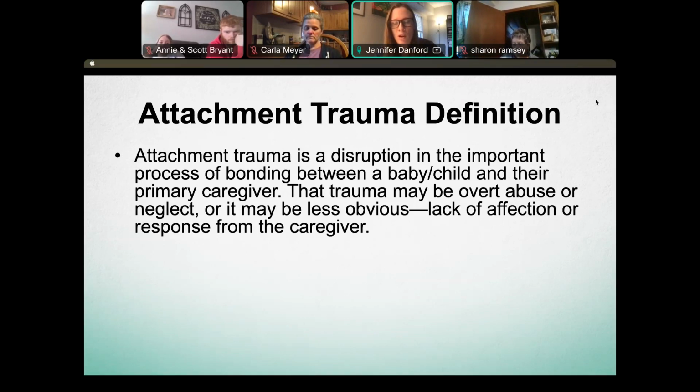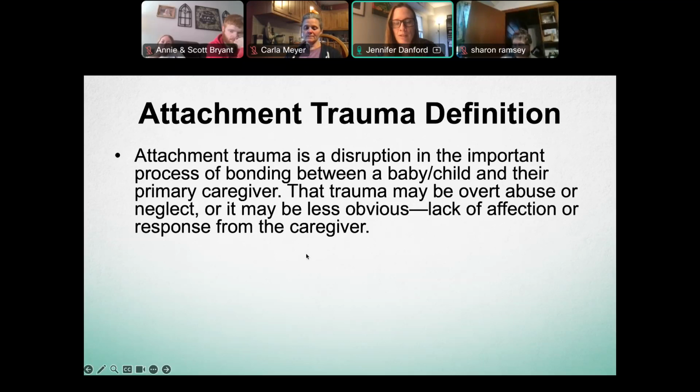Obviously, we can look at it and think there's an overt abuse situation, physical or sexual abuse could cause attachment trauma. That's easy for us to understand, but neglect causes the same thing. It might be less obvious. I think to you guys, it's still obvious with all of your training in foster care, but a lack of affection or response from a caregiver can be just as damaging.